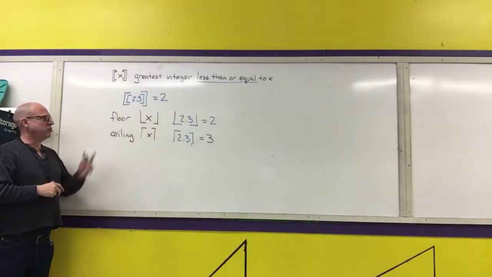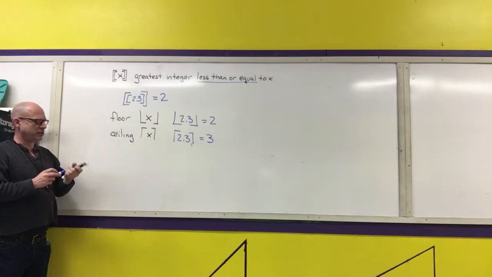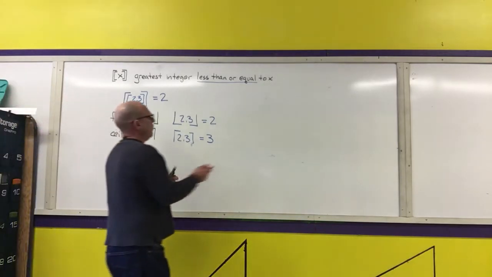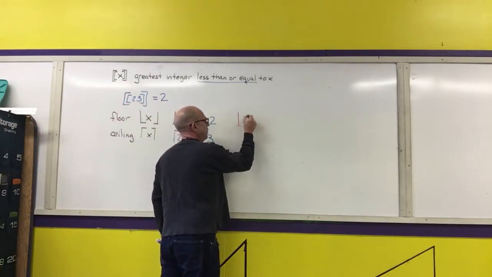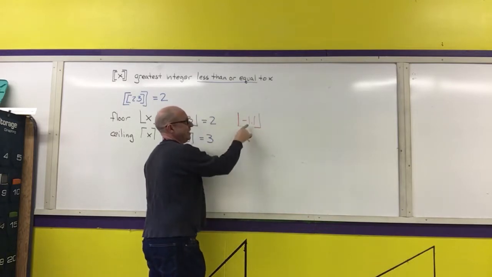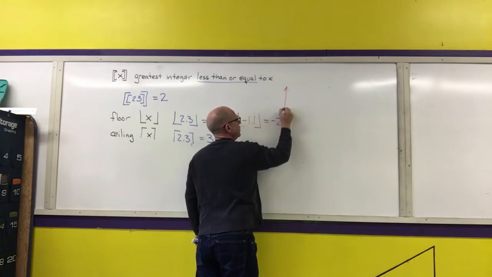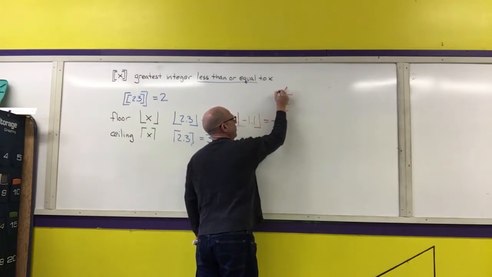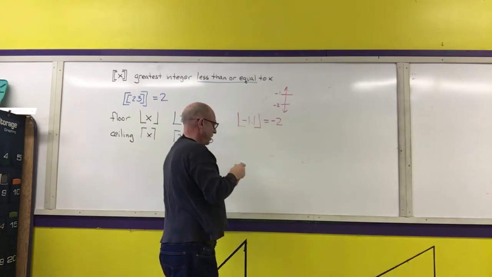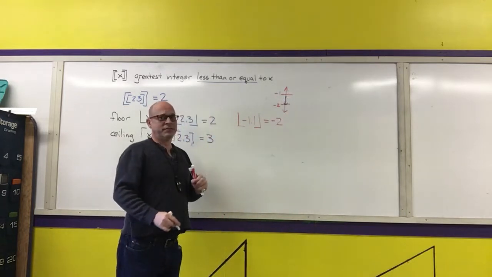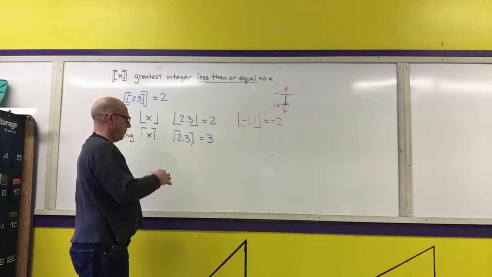Where students have issues with the floor, ceiling, and the greatest integer functions are when they're dealing with negative numbers. So if I want to know what the floor of negative 1.1 is, well, it's the integer that is just below negative 1.1, and that would be equal to negative 2. The way you can think about it is, here's your number line, here's negative 1, here's negative 2. Where is negative 1.1 on the number line? Well, it's right here. What is the integer that is at the floor of that little box? It's negative 2.